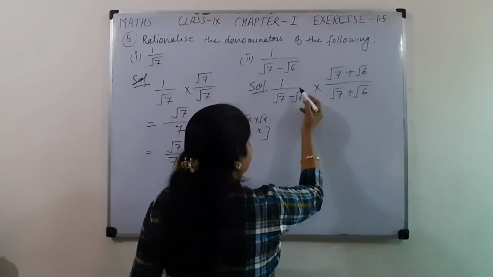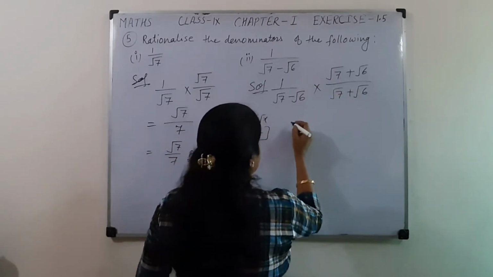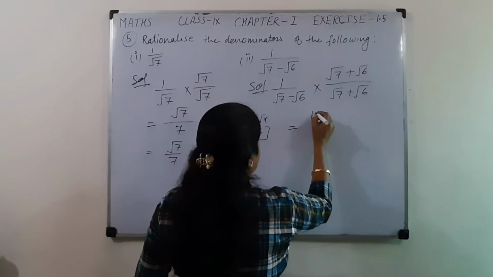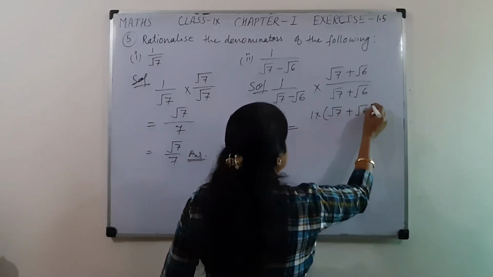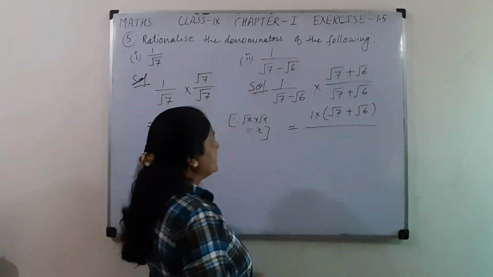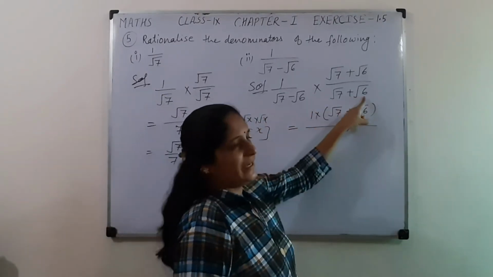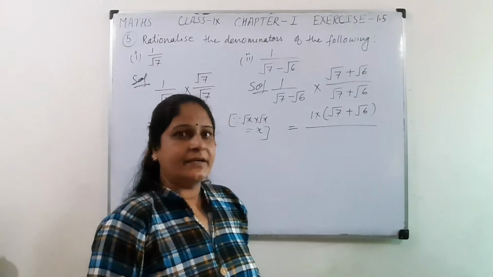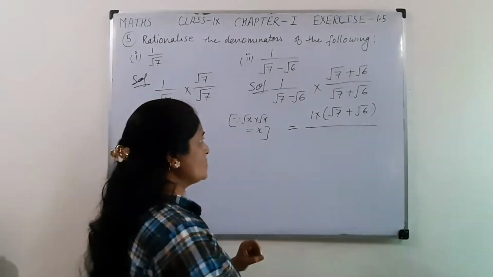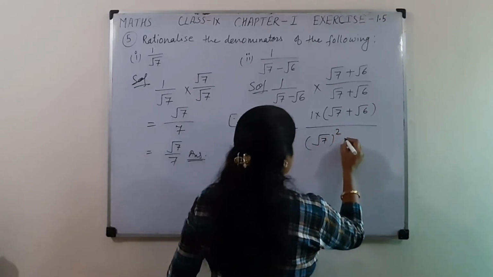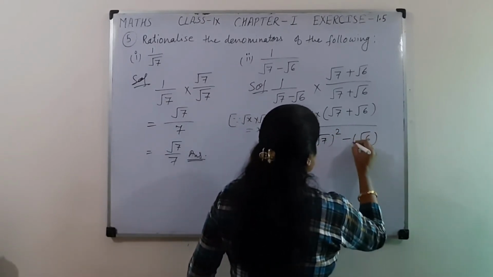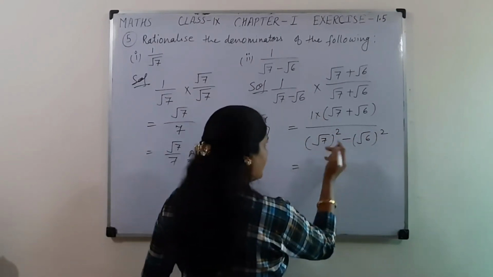Hence, when we multiply numerator to numerator, the next step will be 1 into root 7 plus root 6 upon. Here we have a plus b and a minus b. So we can apply the identity here, a square minus b square. So we'll write it as root 7 square minus root 6 square.